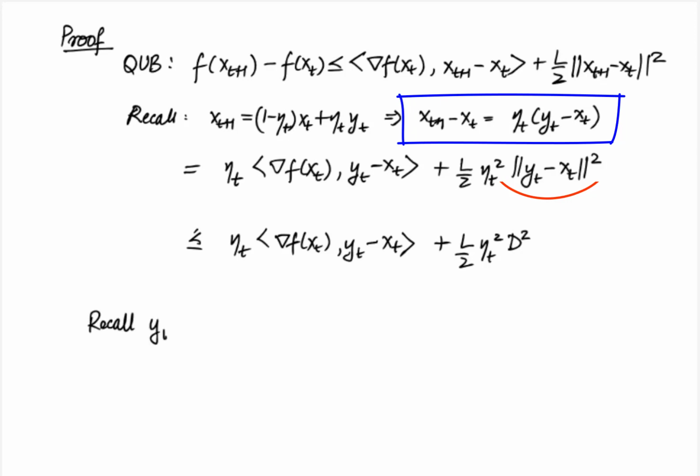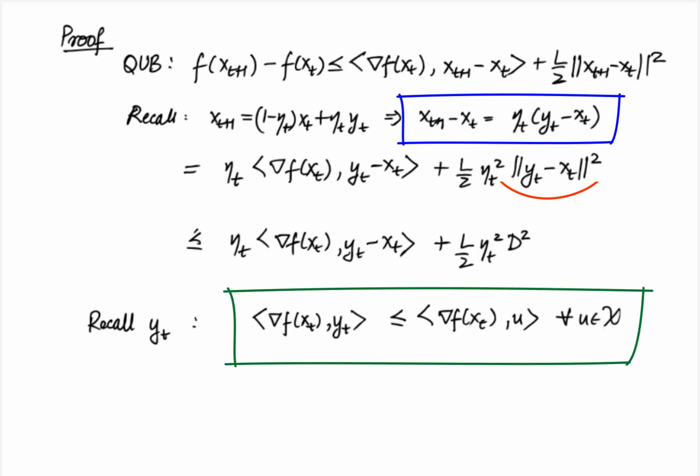Now we need to use the definition of yt. Remember that yt is a vector such that its inner product with the gradient f of xt is minimum. In other words, yt is defined such that inner product of gradient f of xt comma yt is less than equal to gradient f of xt comma u for any u in calligraphic X. The bound can be used in the equation we have so far with u equal to x star so as to obtain f of xt plus 1 minus f of xt is less than equal to eta t times gradient of f of xt inner product with x star minus xt plus L by 2 eta t square D square.